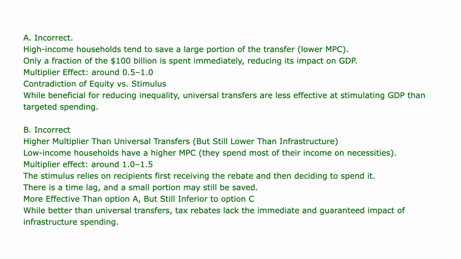A. Universal cash transfers have a low multiplier, 0.5 to 1.0, because high-income households save more, so less of the money is spent immediately. B. Tax rebates to low-income households have a higher multiplier, 1.0 to 1.5, than universal transfers, but still rely on household spending decisions and may be partially saved, making them less immediate and impactful than infrastructure investment.